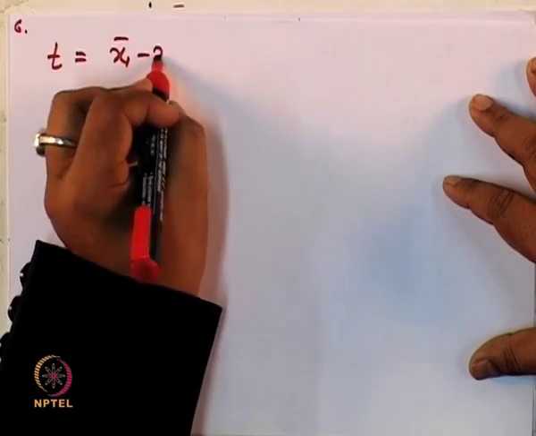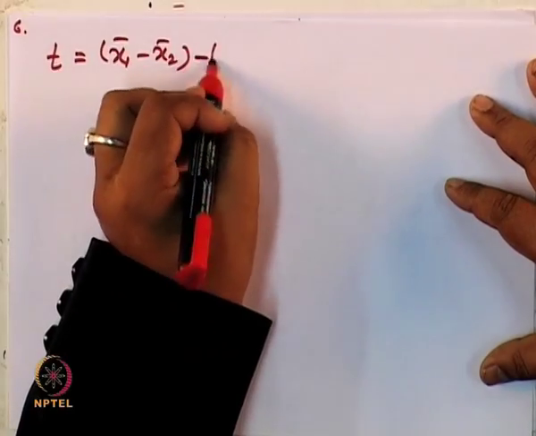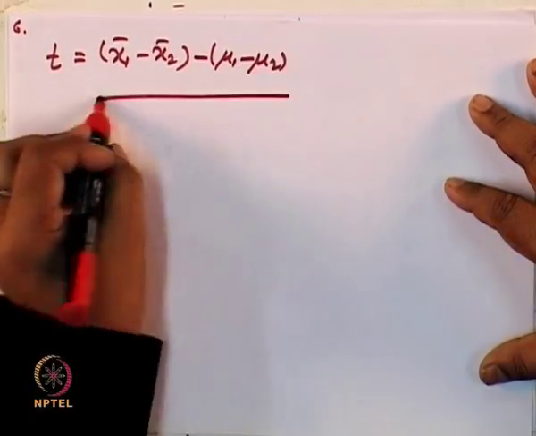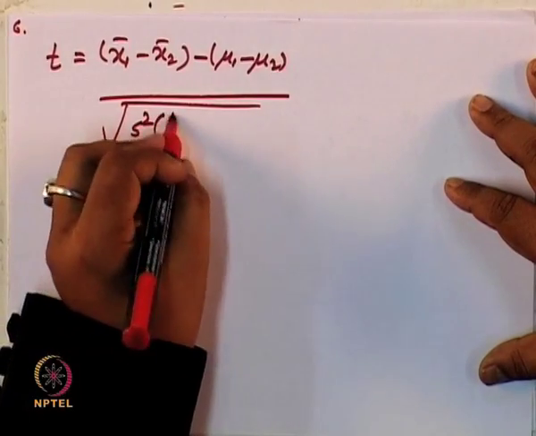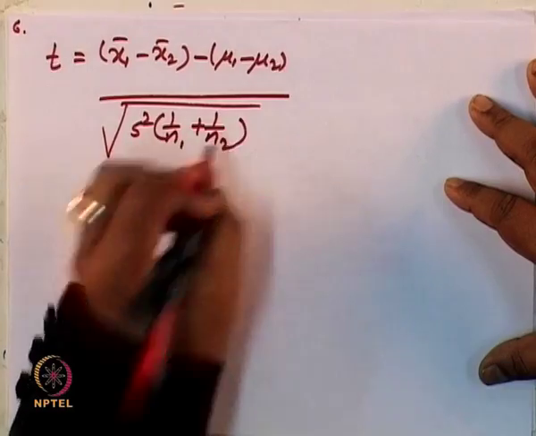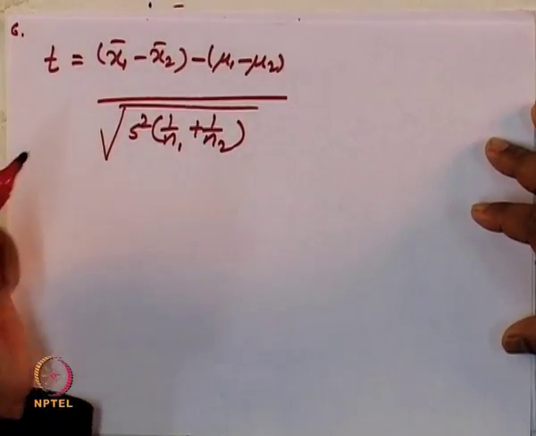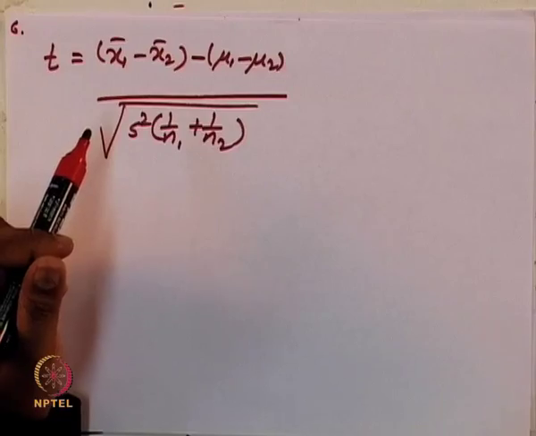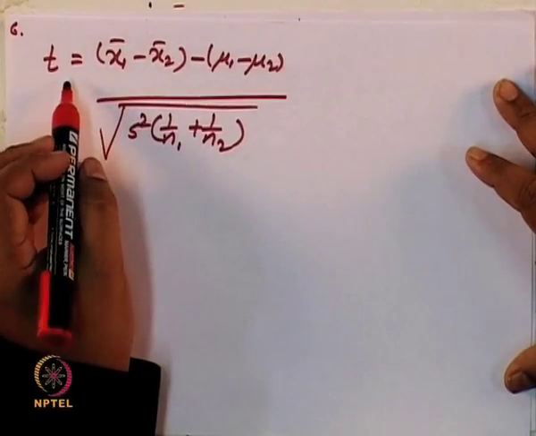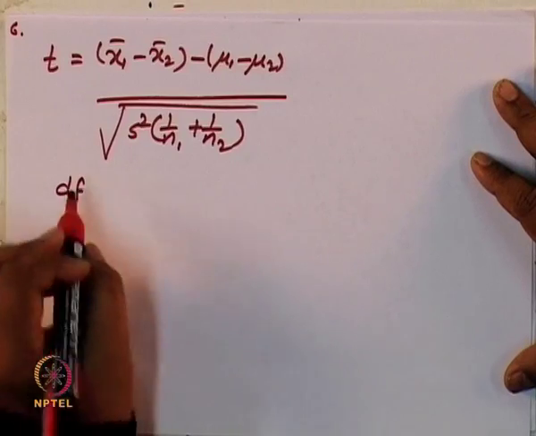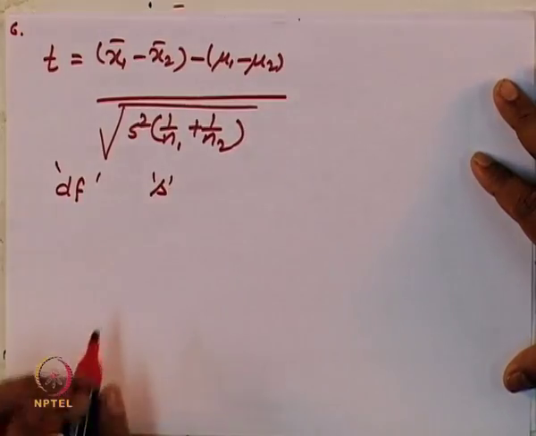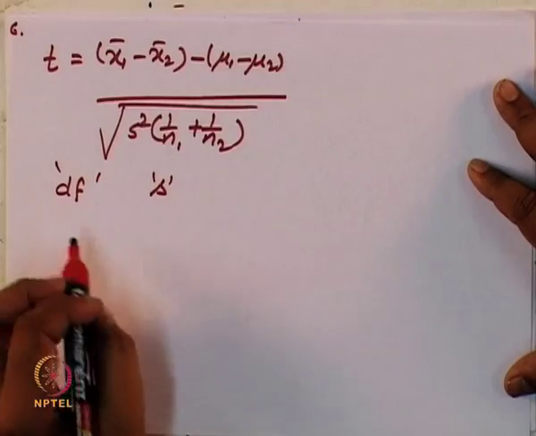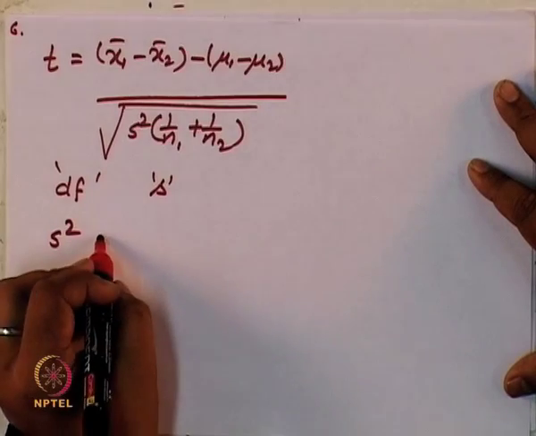In that case, you can calculate the t statistic as x1 bar minus x2 bar minus of mu1 minus mu2 by root of s square into 1 by n1 plus 1 by n2. Because your population standard deviations are the same, you assume similar standard deviations for both the samples. So, for calculating the t statistic, I need to calculate df and I need to calculate s. So, how do I do it? You estimate the sample standard deviation using the following expression.